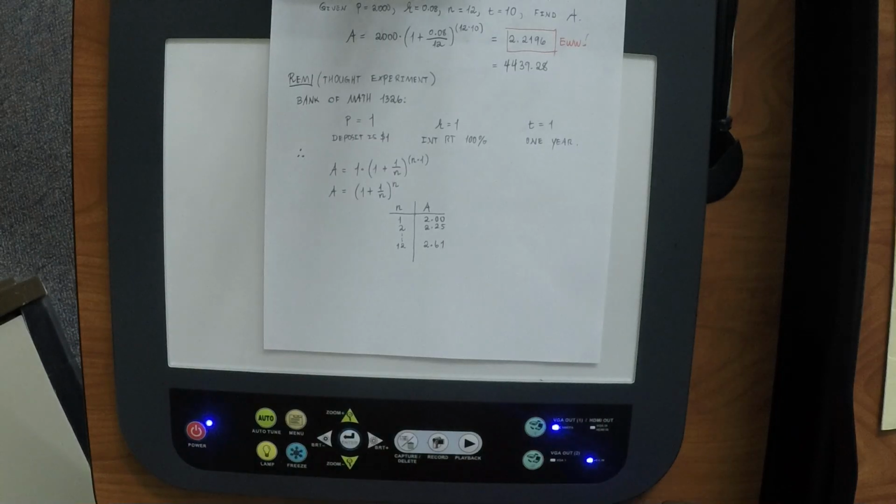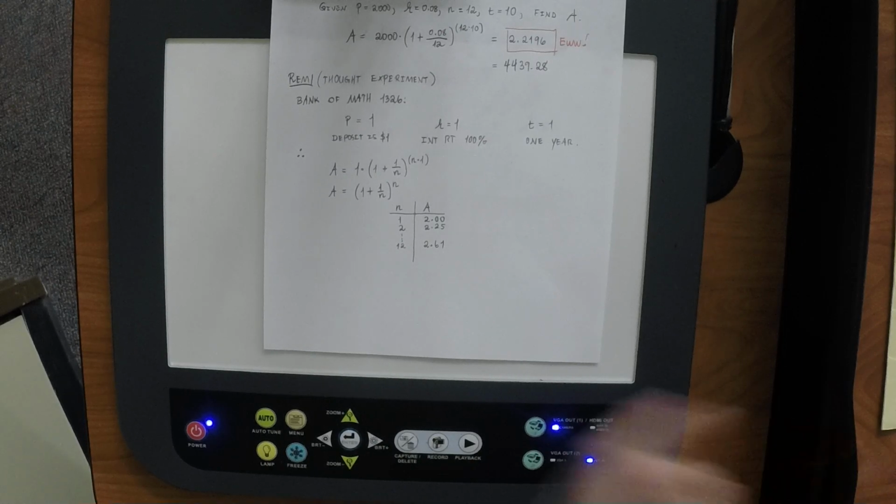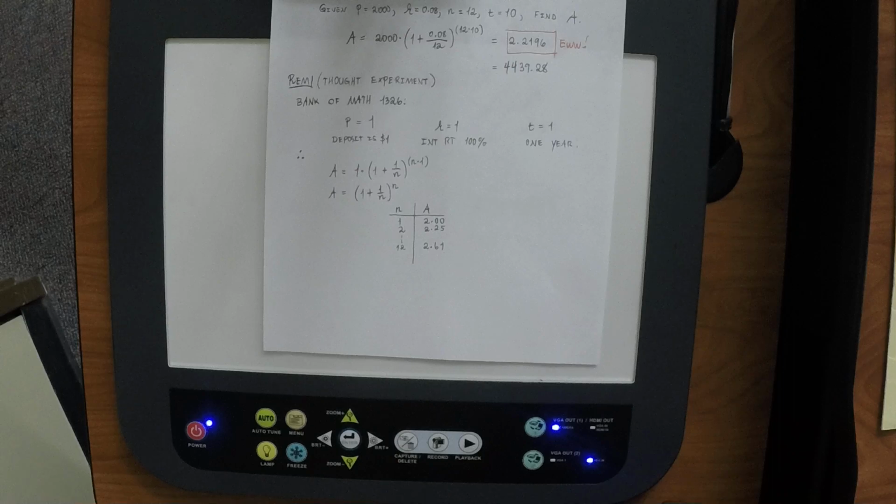But here's the thing: this is the Bank of Math 1326, and I'm willing to do any n that you want. This says every month. We can do it every week. We can do it every day. Every hour, that'd be fine too. Every second, every microsecond.